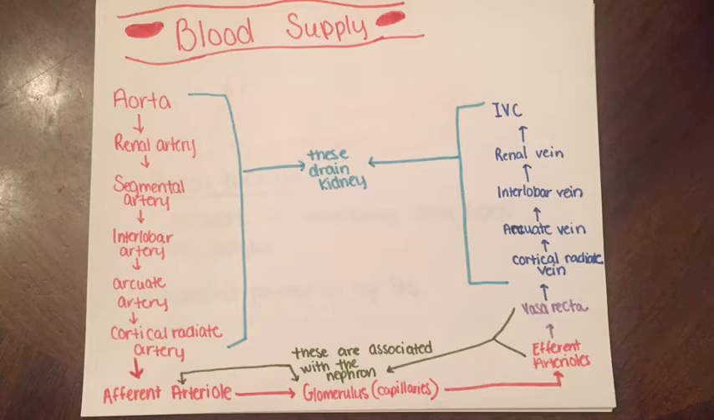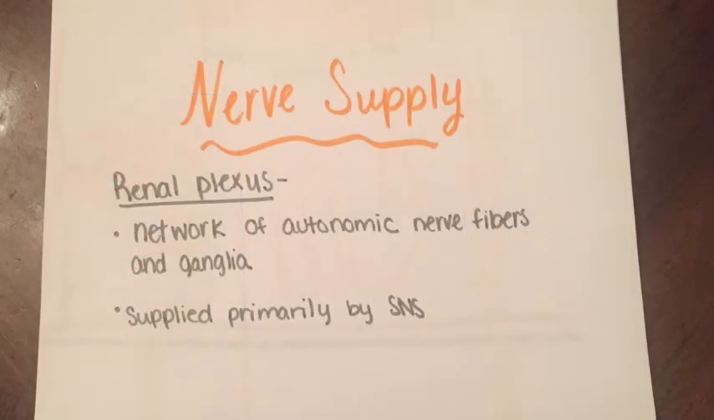These arteries and veins, outlined in light blue, drain the kidney. The afferent arteriole through the glomerulus, then to the efferent arterioles and the vasa recta, these are associated with the nephron. Nerve supply. The renal plexus is a network of autonomic nerve fibers and ganglia. The renal plexus is supplied primarily by the sympathetic nervous system.